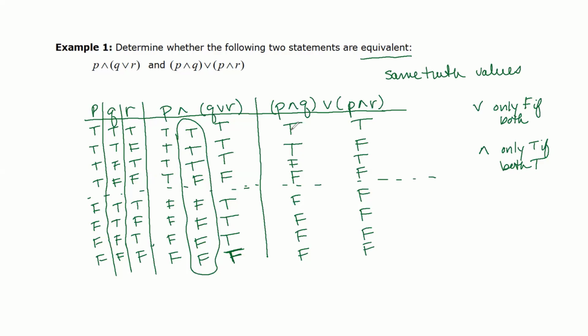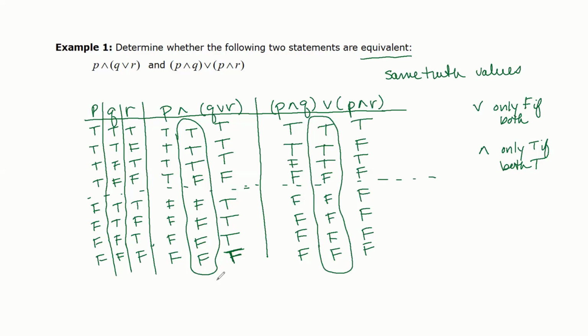Okay, now we have to do the or of those two parentheses statements. And remember, or is true if one or both are true. So we have true, true is true. True, false is true. False, true is true. False, false is false. And then the rest we have are false. So we're going to have false, false, false, false. Makes it easy. So here is the value of the right-hand statement.